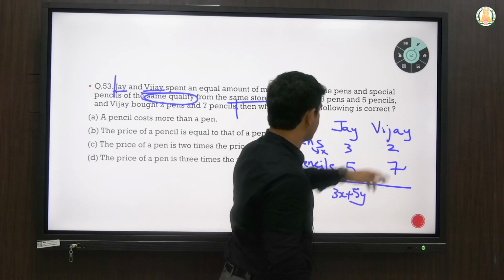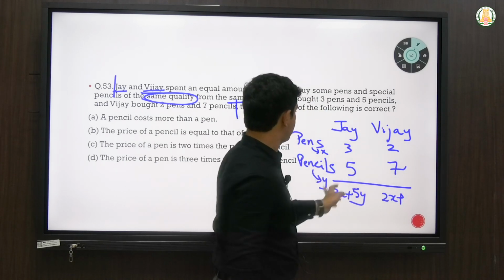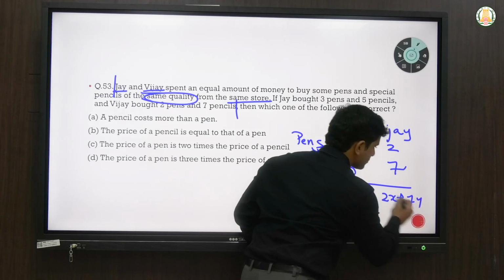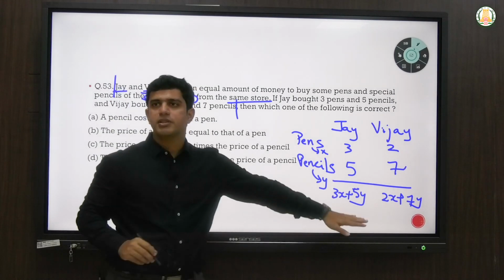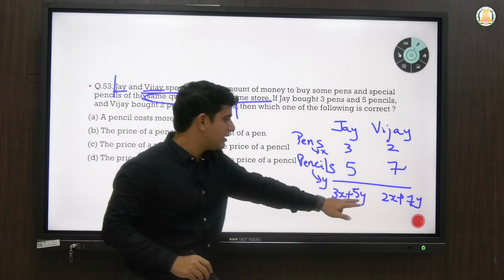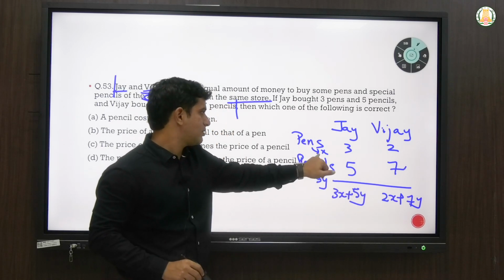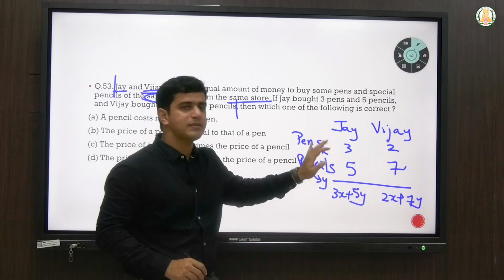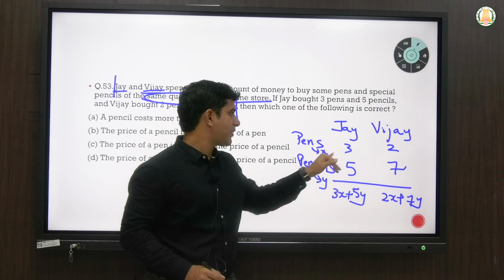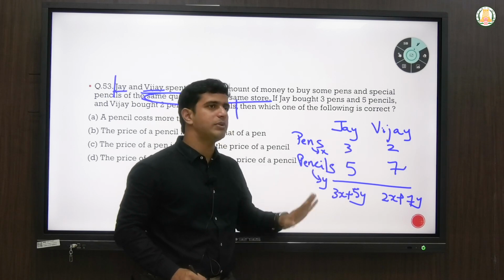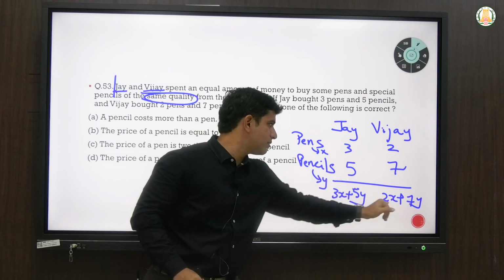Similarly, Vijay bought 2 pens, so it will be 2x cost, plus he bought 7 pencils, so it will be 7y. Okay. Any confusion in this? This x and y, by writing it might seem a little abstract, but we have assumed the cost of each pen is x. So obviously, if it is 10 rupees, it will be 3 into 10, 30. If it is 5, it will be 3 into 5, 15. We don't know. So let's assume it is x. So 3x plus 5, and pencils cost is y. So it will be 2x plus 7y.